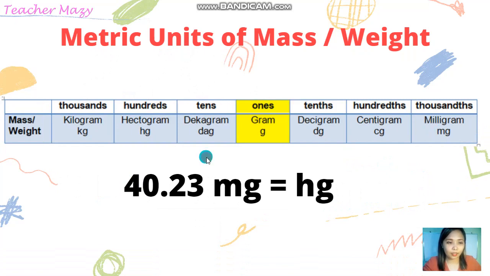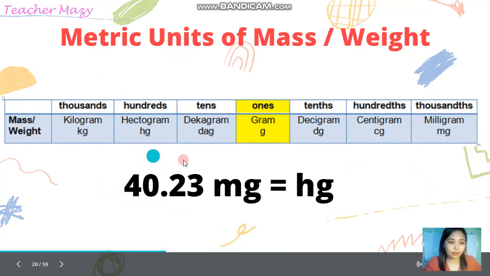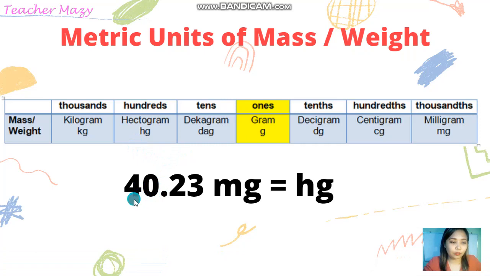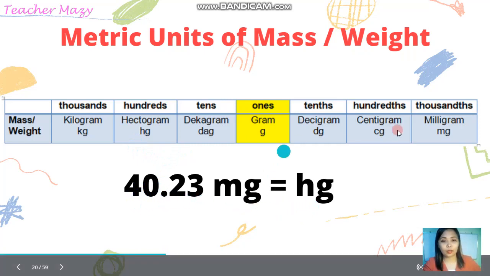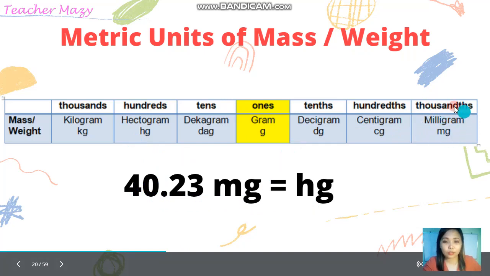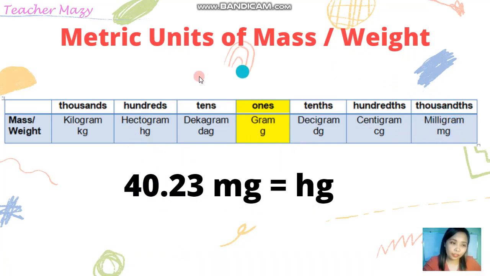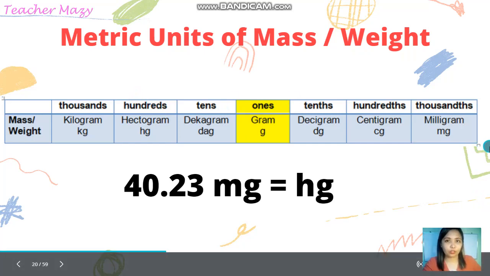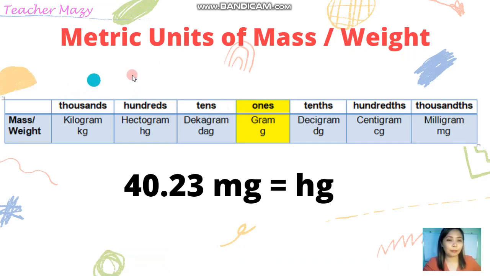So, next is for this one. Ayan, so we have, let's convert this 40.23 milligram to hectogram. So, that means from smaller unit, papunta tayo sa bigger unit. So, papunta tayo sa kaliwa. So, that means our operation is division. Okay? Tatandaan lagi, pag papunta sa kanan, multiplication. Pag papunta sa kaliwa, that is division.